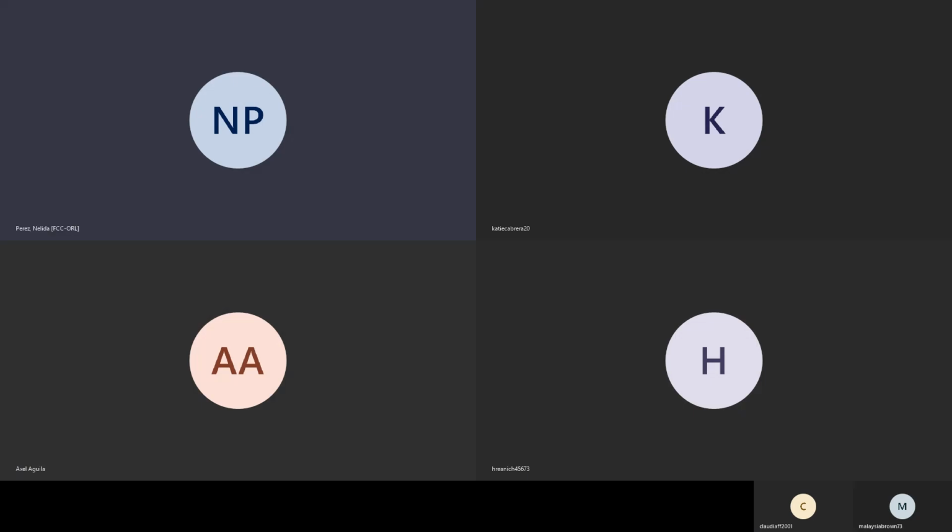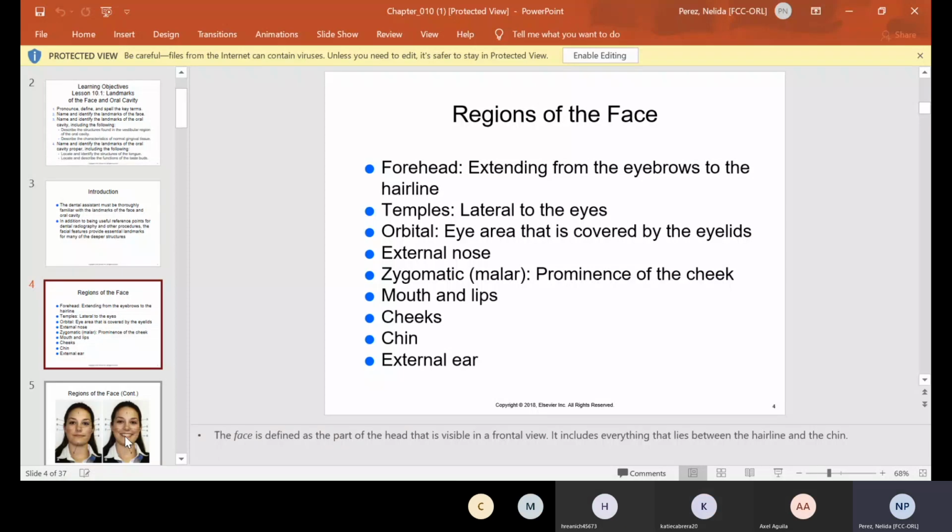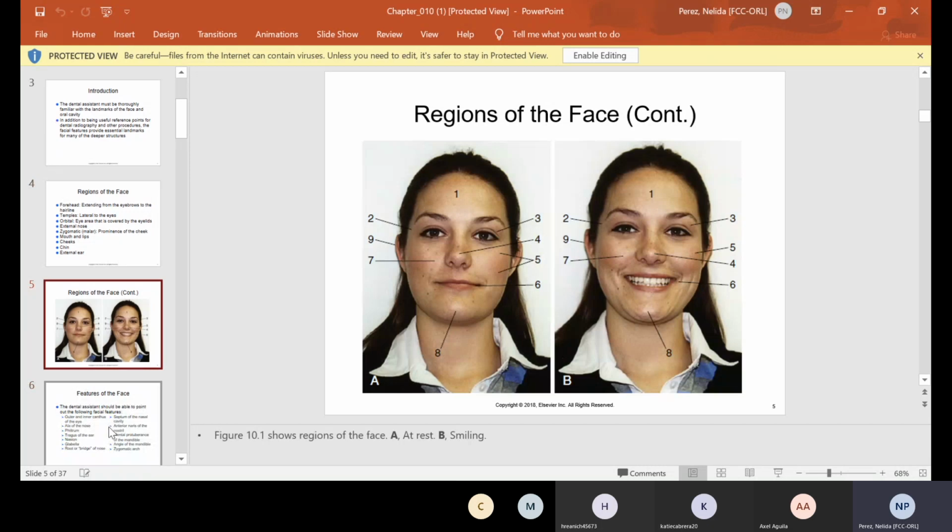That's where the prominence of the cheek is. A lot of people call them cheekbones. Your mouth and lips, cheeks, chin, and external ear. And if you look in your Kindle, they'll identify the different landmarks. Of course, letter A shows the face at rest, and letter B shows the face smiling.